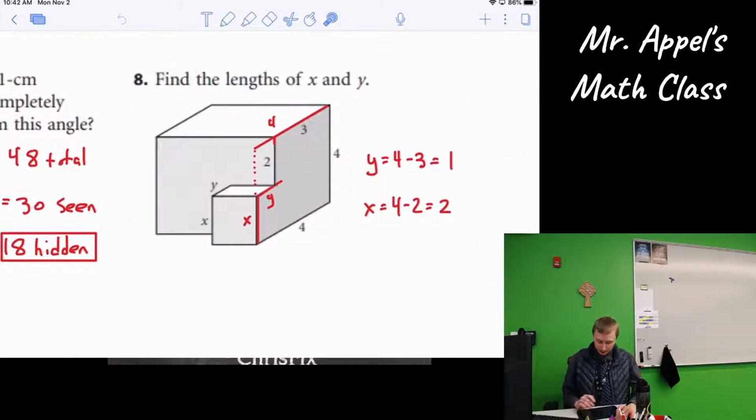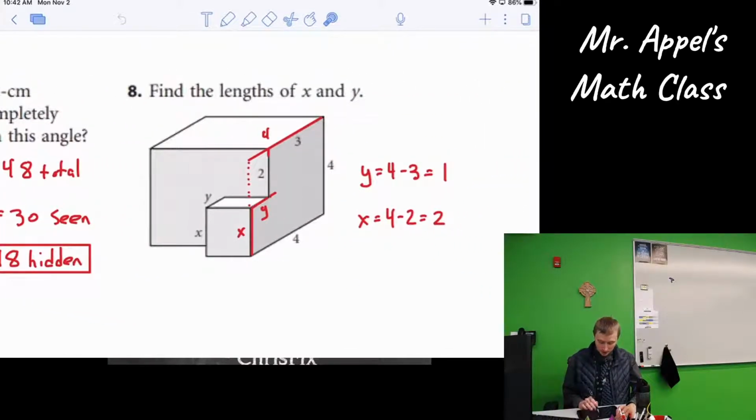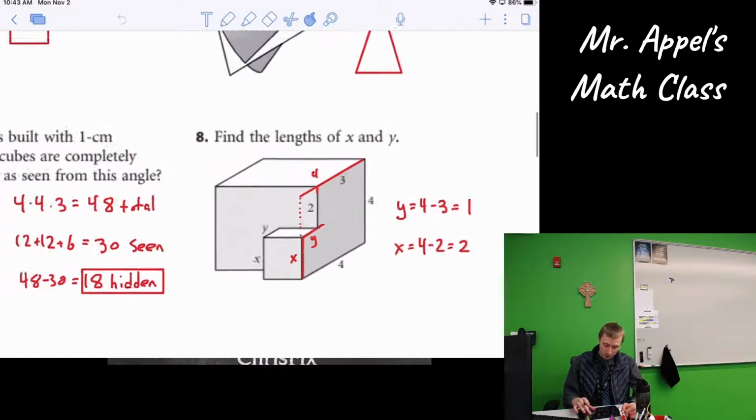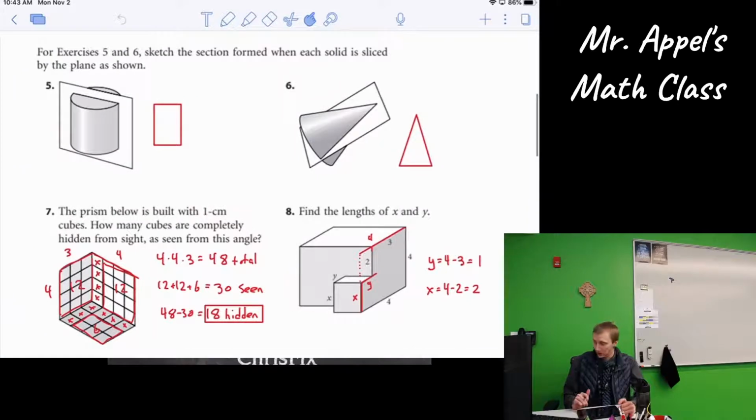And then finally, we have our hidden lengths of x and y. This much is 4, here is 2, so then this height, the same here, the same as there, would be 2. Same with y, this whole length across there is 4. This much is 3, that leaves 1 left for the length there of y. All right, did anybody have any questions on this page from last week?